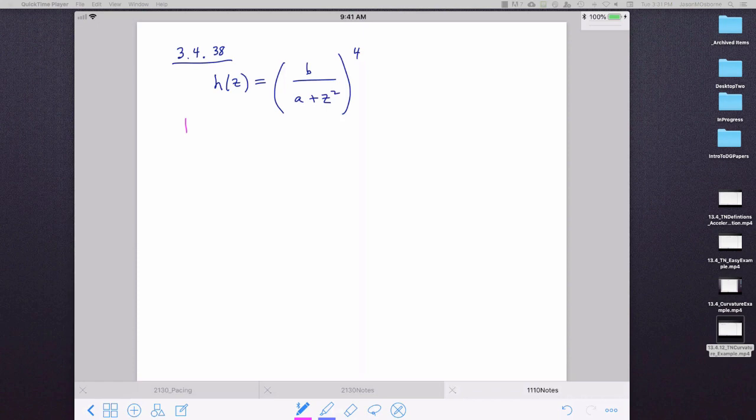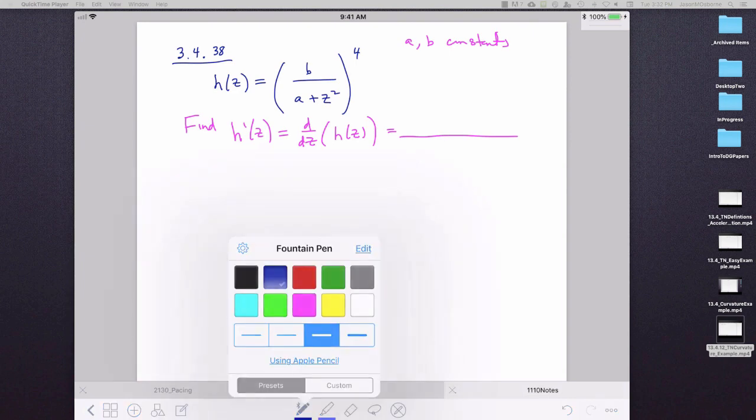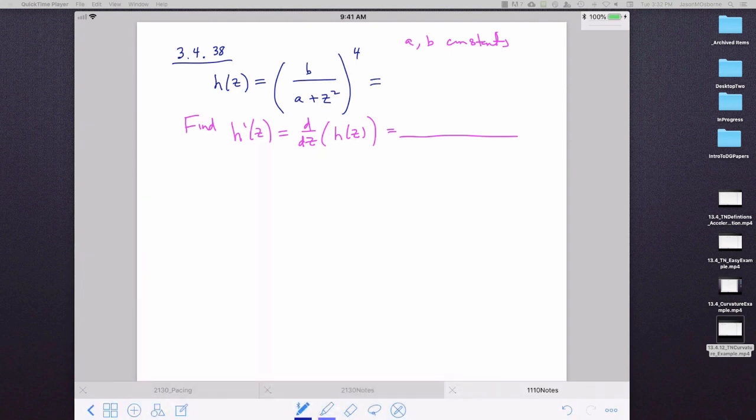The question says to please find h prime of z, or what they mean by that, the derivative with respect to z of h of z. Find this derivative of this function. And they'll probably say in the problem that a and b are constants.